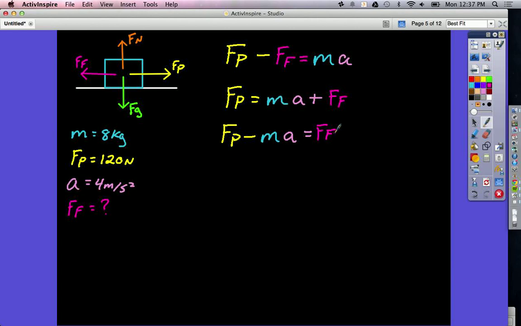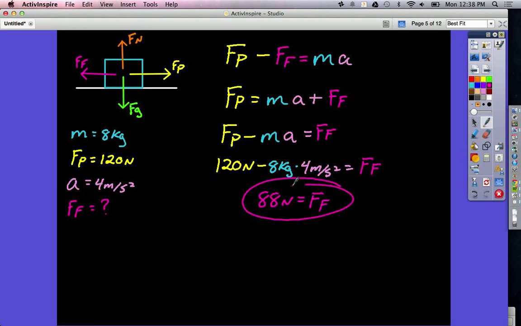Now I can plug in my numbers and solve for what my force of friction is. Force of push is 120 newtons, that was given in the problem. The mass of this block, also given in the problem, is 8 kilograms. And the acceleration is 4 meters per second squared. So when you plug that into your calculator, what you should get is a friction force of 88 newtons acting on the box.